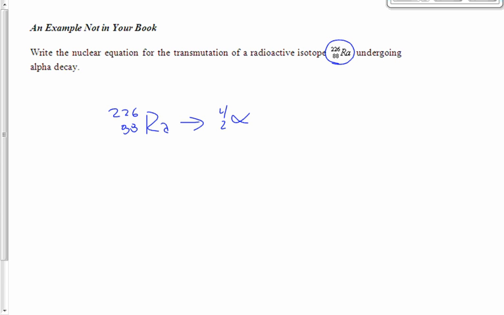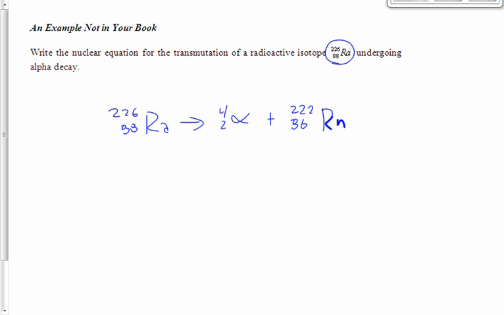So what are we left with here? 88 on the left side, 2 plus what is equal to 88? 86. 226 on the left side, 4 plus what is equal to 226? 222. If we check our periodic table, you're going to find that atomic number 86 is going to be radon, Rn, radon.